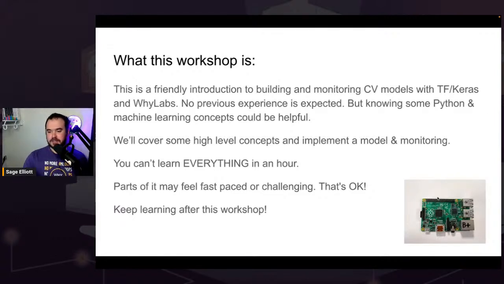And this is a little picture of what we're going to do. We're going to train a computer vision model on our own data today, and we're going to be detecting Raspberry Pis or a Jetson Nano. They're both kind of mini computers that you can use to do computer vision on the edge.